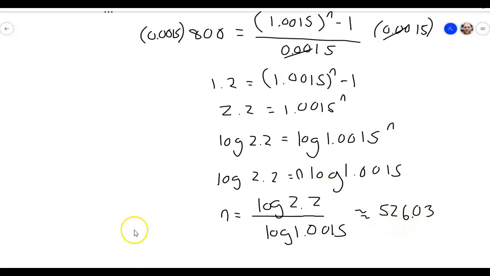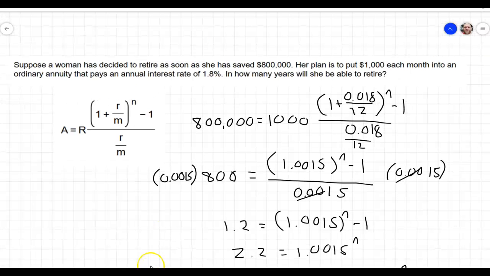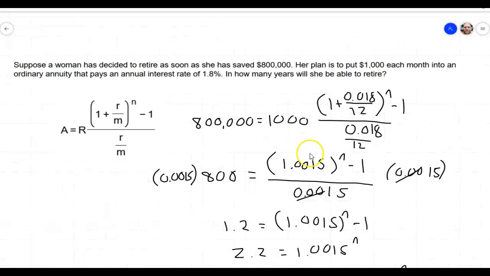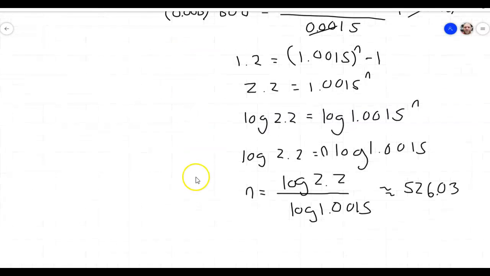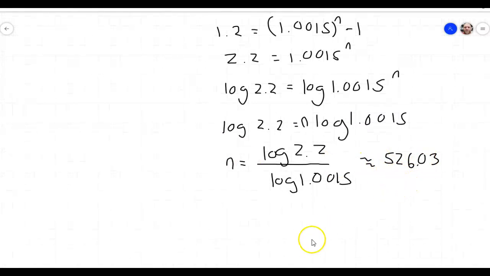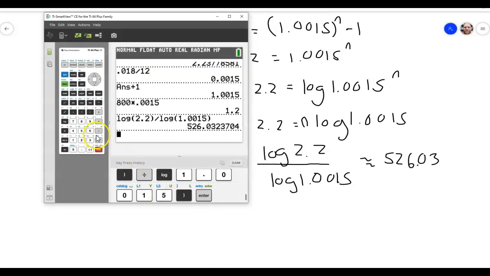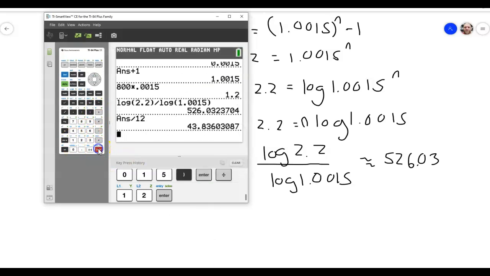But what are they asking for in this question? They are asking for how many years. So how do we convert months to years? We are going to have to divide by 12. If you take that number and divide by 12, it's about 43.84 years. Let's see how they actually want this one. This is round to the nearest year, so this would be 44 years.